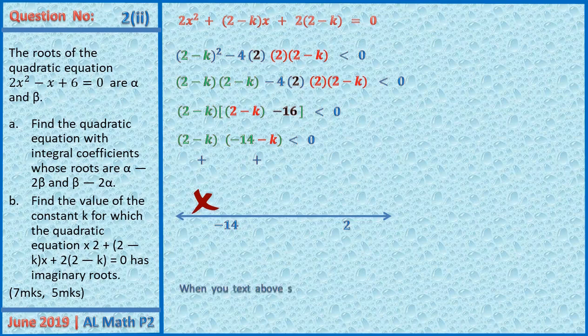We can equally test above 2. Say, for example, if k is equal to 3, we will have a positive number as well, times a positive number, giving us a positive number which is not less than 0. So above 2 is still the wrong region. If we test in between, we will obtain the correct thing. For example, you can use 0. 2 minus 0 times 14 minus 0 gives us a negative number which is less than 0. So our solution set, our range of values, is minus 14 less than k less than 2. So that's the range of values for this equation to have imaginary roots.